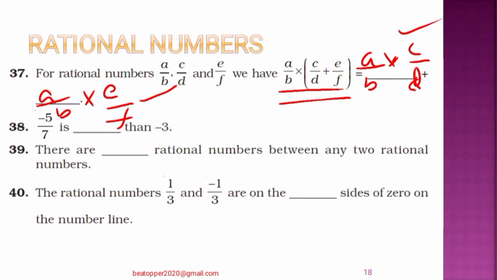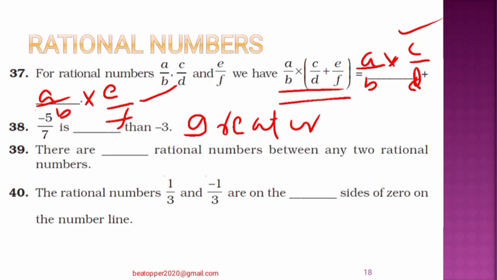Next question: minus 5 by 7 is dash than minus 3. Is it greater than or less than? The answer is greater than. Negative 3 is less than minus 5 by 7, or minus 5 by 7 is greater than negative 3. If you mark it on the number line, it is easy to understand.